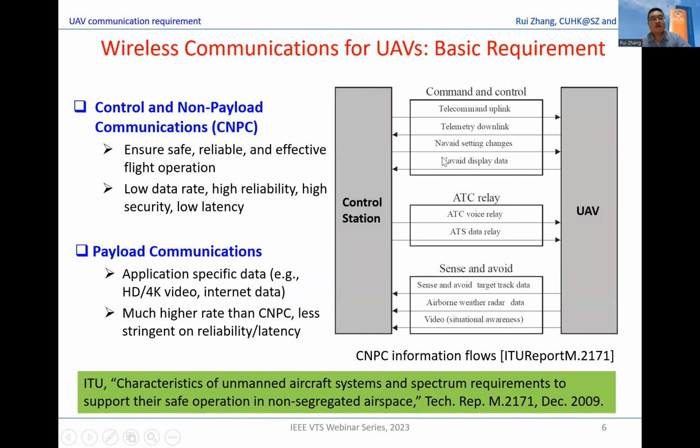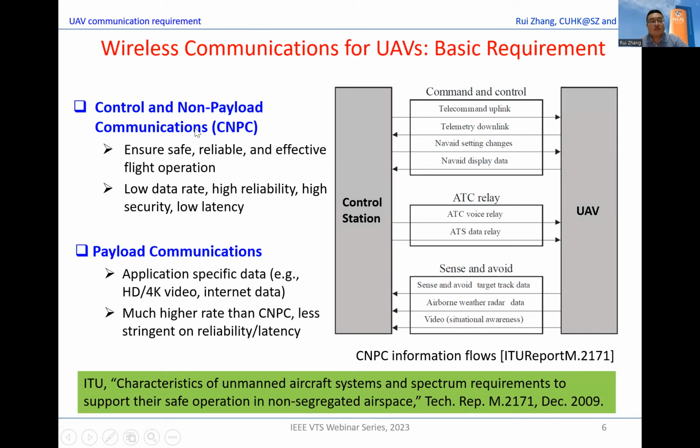So I want to introduce the typical communication requirements for UAVs. If you look at the specifications, for example from ITU, you can find that there are actually two types of communication data.